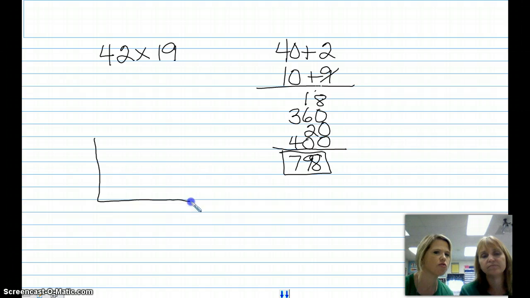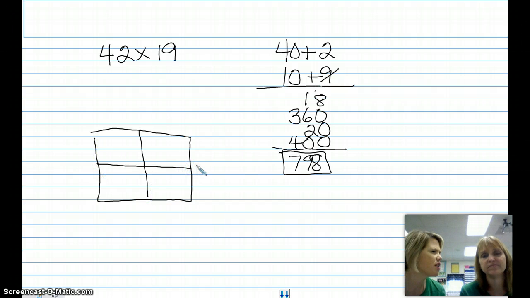Okay, so now let's do the box method. Let's see if I can draw a better box. You know what? Oh, yeah, not much better, huh? Okay, what do you think would happen, Mrs. Galata, if I had a 3-digit times 2-digit? You'd have to add another box to have another area. Yeah, you'd have to have a 3 by 2, right? A 3 by 2.